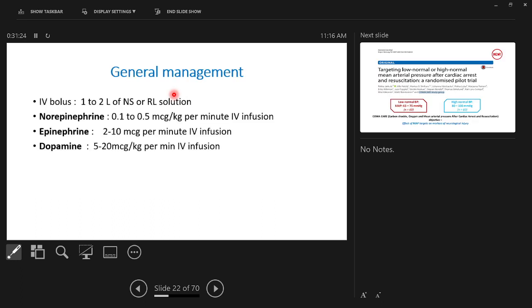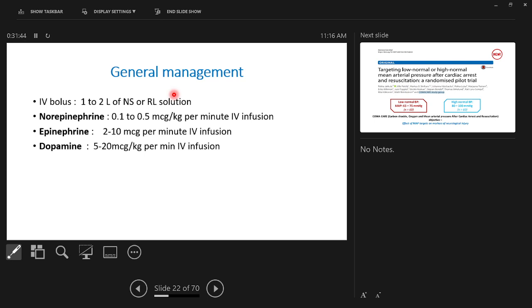For this, what can we do as general management? Initially, we can start with an IV bolus; 1 to 2 liters of NS or RL can be given. You have to see the response of the patient. If the patient is not responsive to fluid, then we can start with an inotrope. Initially, we can start with norepinephrine. The dose will be 0.1 to 0.5 microgram per kg per minute IV infusion.